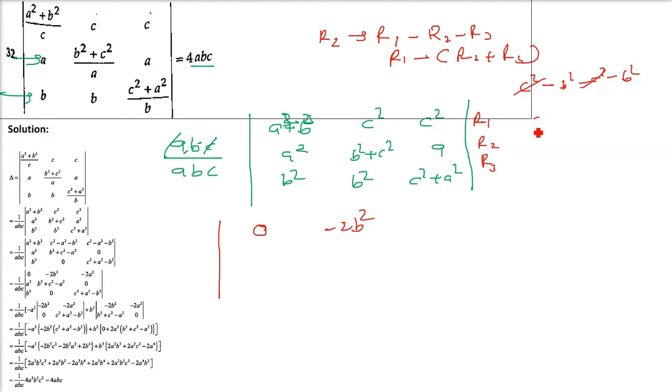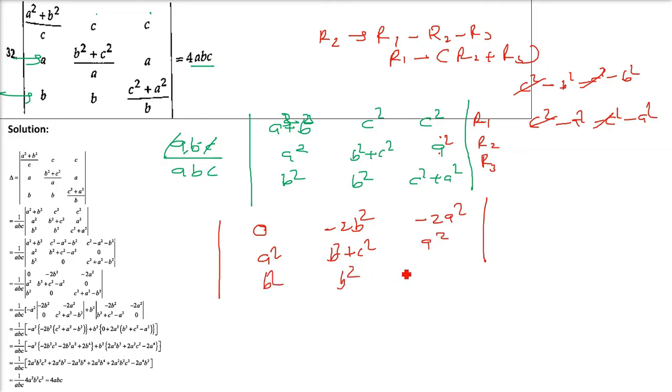Now C square minus A square. C square minus A square minus C square minus A square. What do you get here? Let me just subtract it. C square minus A square minus C square A square. C square gets cancelled. You get minus 2A square here. Now, next one is, you can stop here also. You can get more zeros. Let me just write it here. A square, B square plus C square, A square. So any possibility that you can get more zeros, because we see A square and we see B square.